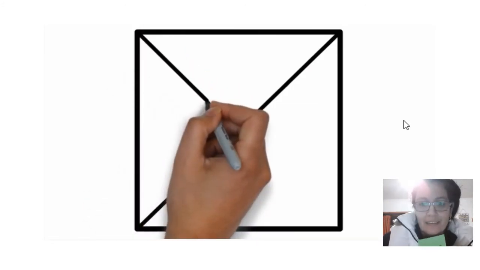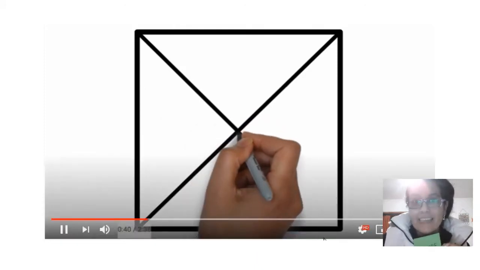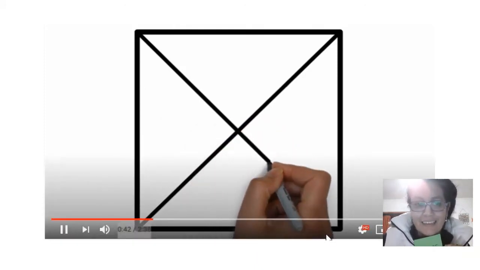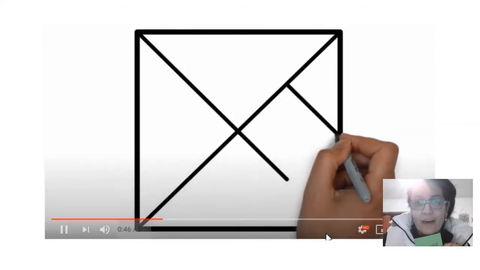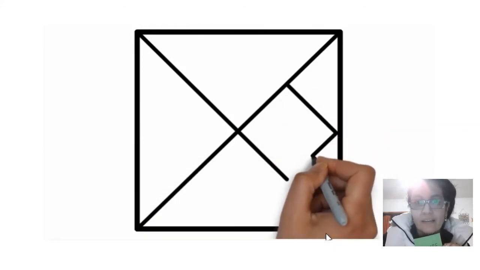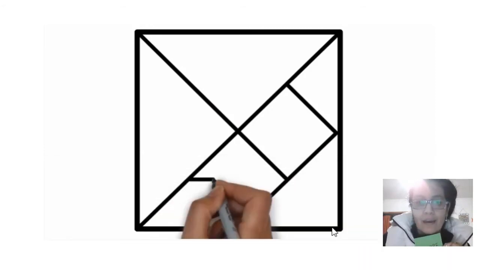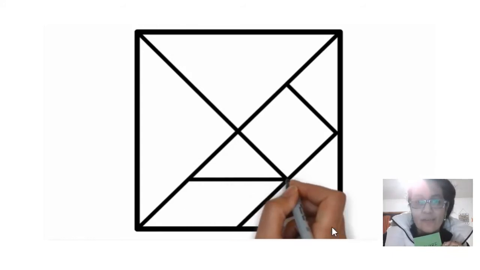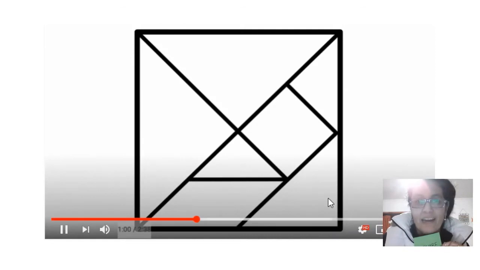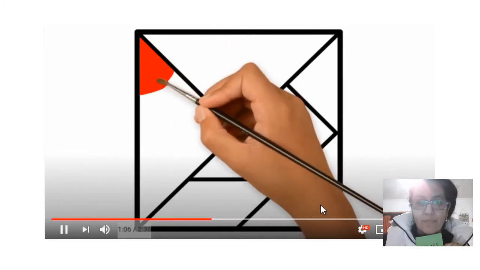Okay, you are tracing lines. Wow, triangles, a square, triangles, and we have a parallelogram. Let's color it. This is a tangram.